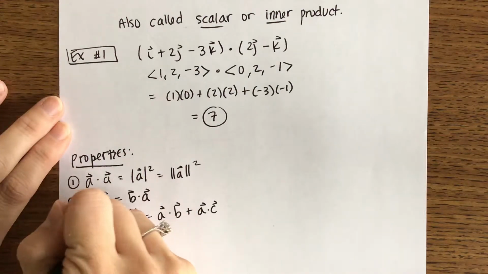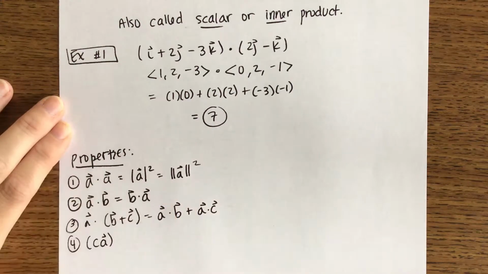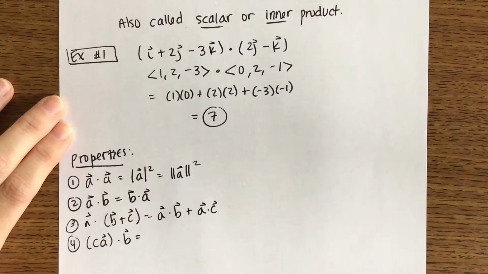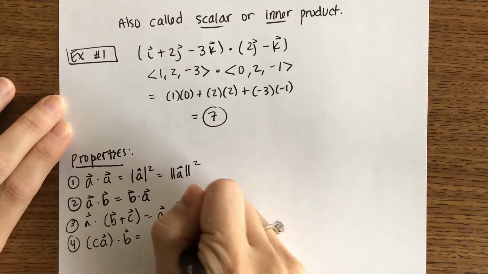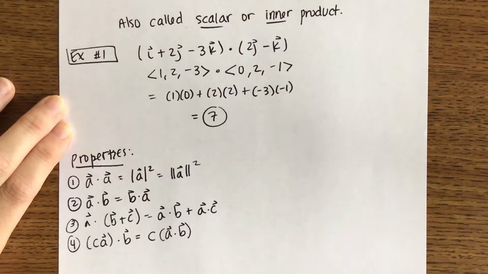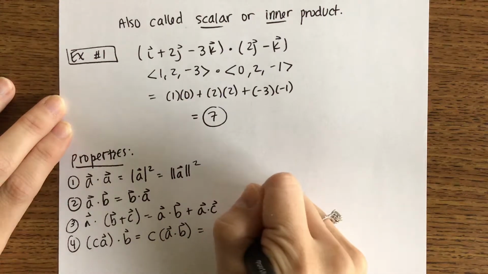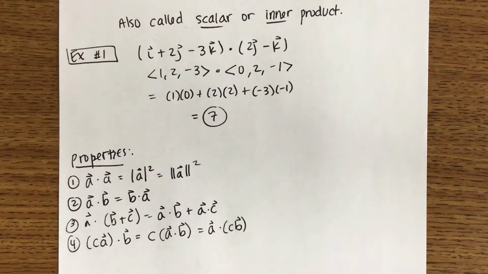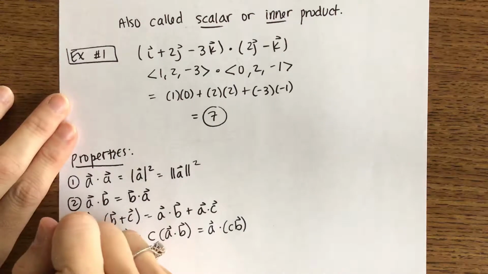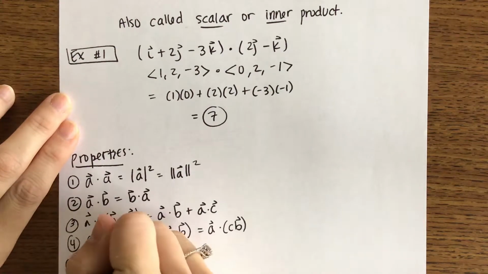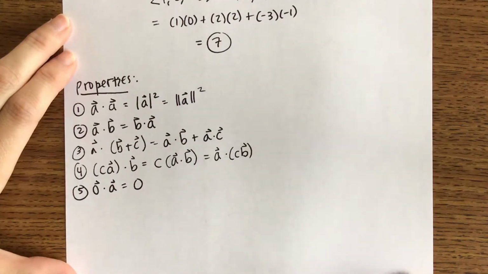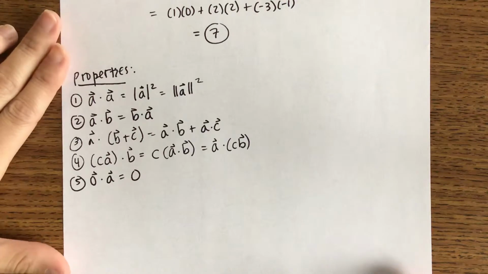Got 2 more properties. Fourth one, if I take some constant c and I multiply it by A, and then I dot it with B, that's the same as dotting A and B together and then multiplying by c. Also the same as taking c, multiplying by B, and then dotting with A. And then last one, if I take the 0 vector and I dot it with A, I'm going to get 0. I don't know why we need to define that, but for some reason we do.